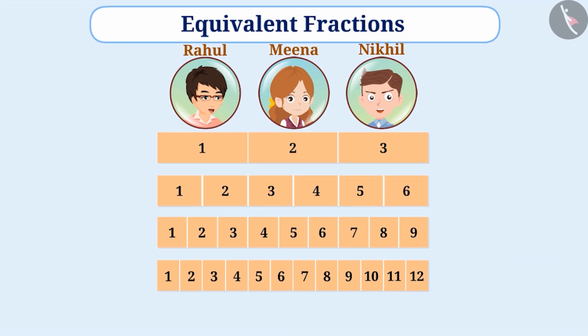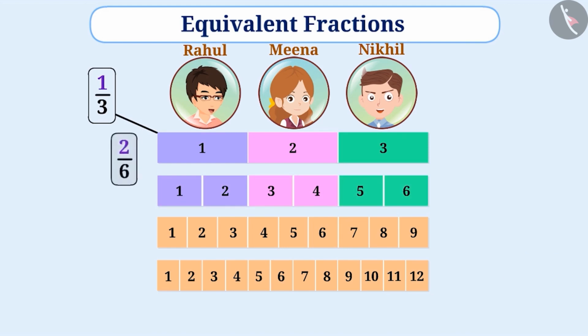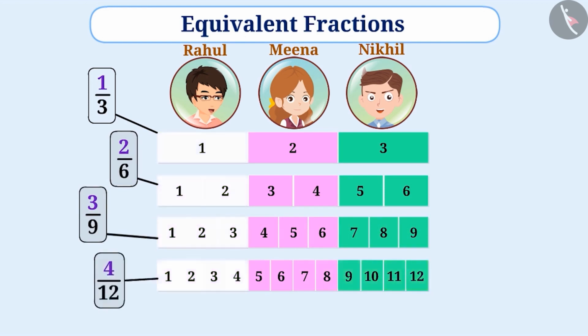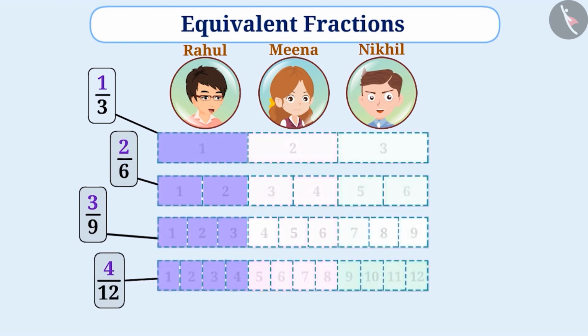Let me tell you, everyone will receive 1 part out of 3 parts from the first strip. That means everyone will get 1/3 part of the first strip. Now, there are 6 parts of the second strip, so everyone will receive 2 out of 6 parts. That means each person will get 2/6 parts of the second strip. Similarly, each will get 3/9 parts from the third strip and 4/12 parts from the fourth strip. Now let's discuss the parts received by Rahul.